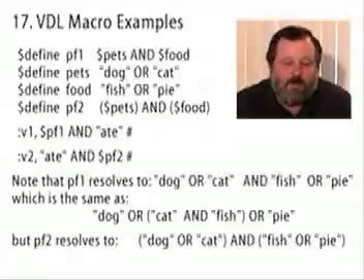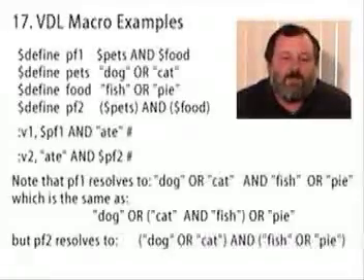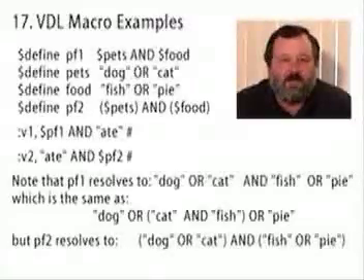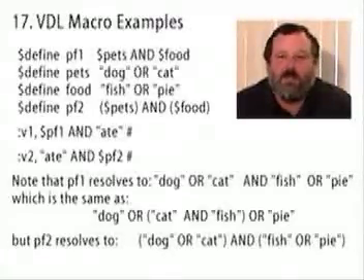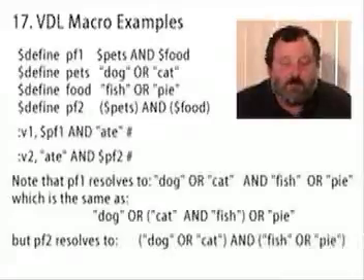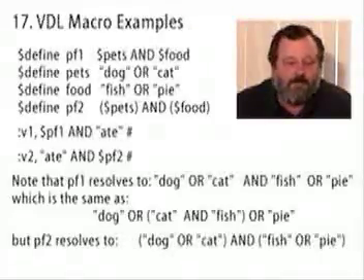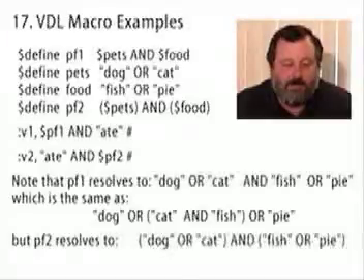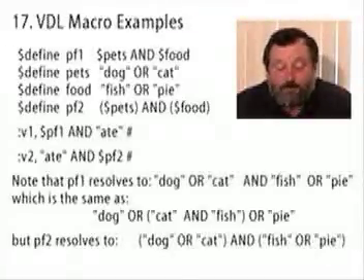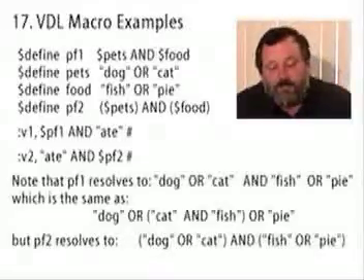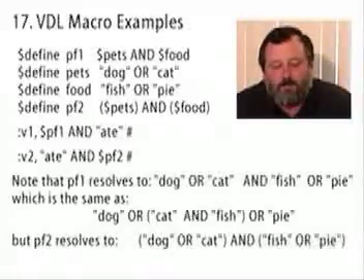Finally, the fourth macro definition defines PF2 as being pets and food macros, but with extra parentheses, which can affect the order of evaluation due to the precedence of the operators. After defining these macros, they can be used in VDLs such as VDL1, which uses the macro PF1, and VDL2, which uses the macro PF2.